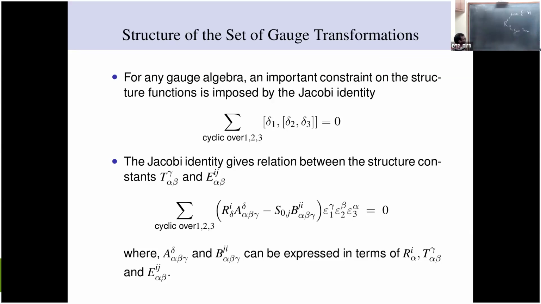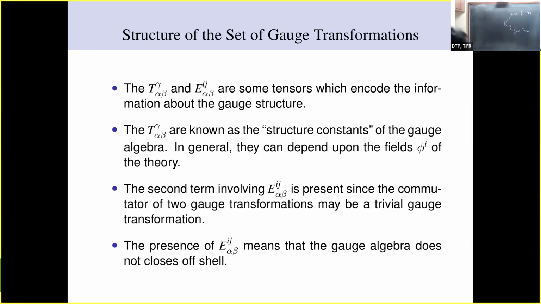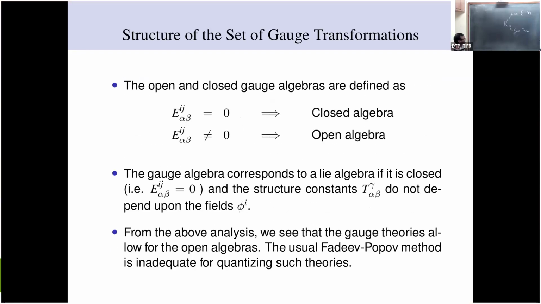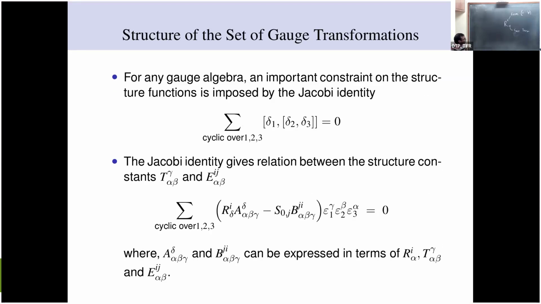So another point is for any gauge algebra, one important constraint comes from imposing this Jacobi identity. If you have three gauge transformations, you take the commutator of two and then the commutator with the third one, and then do a cyclic sum, then it must vanish. This is the Jacobi identity. And in this context, if you work out this commutator, you see that this Jacobi identity gives the relation between this structure constant T and this Eij alpha.